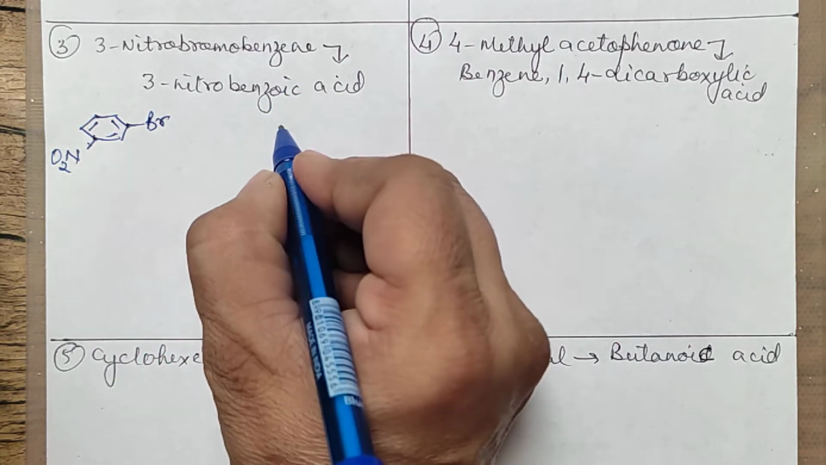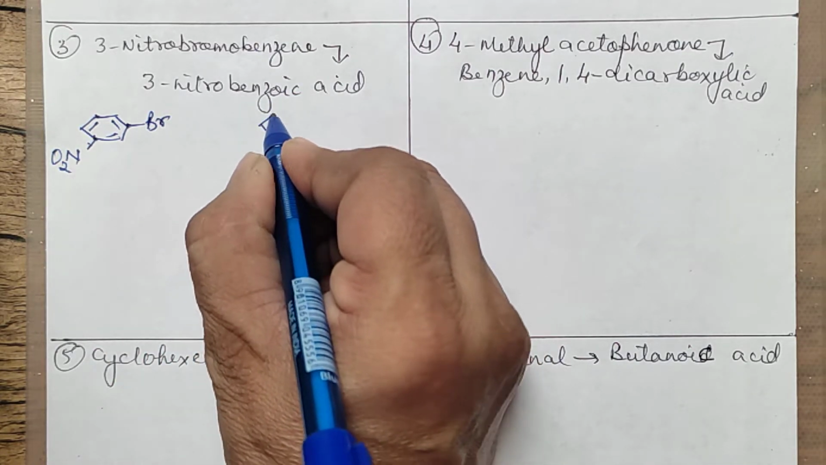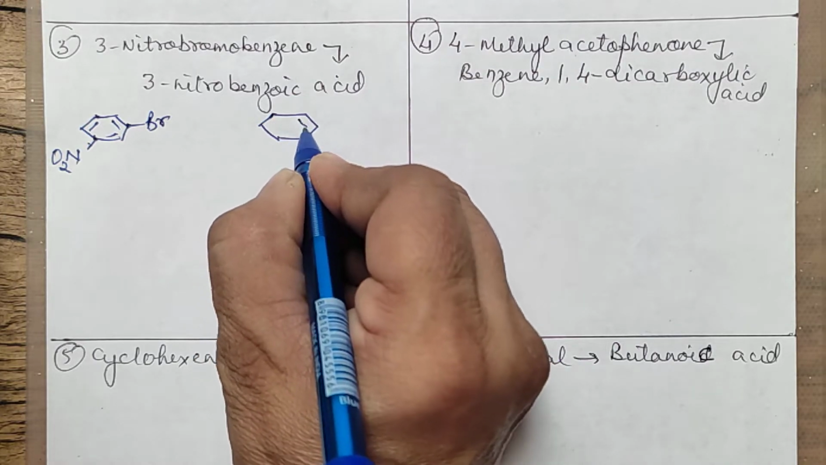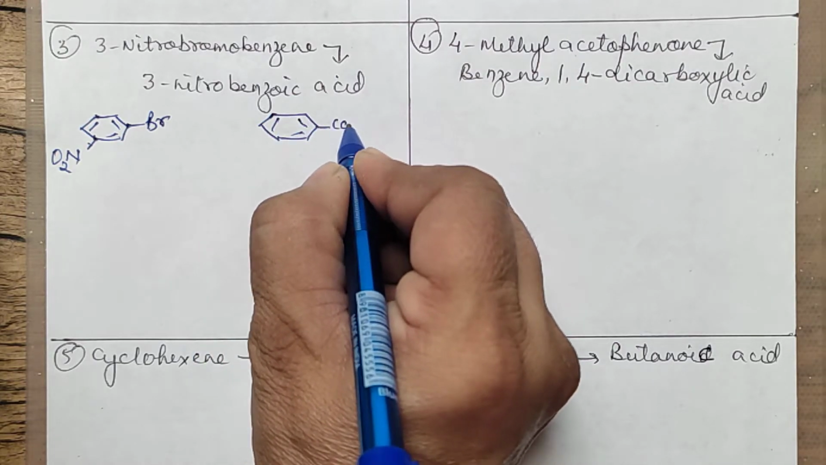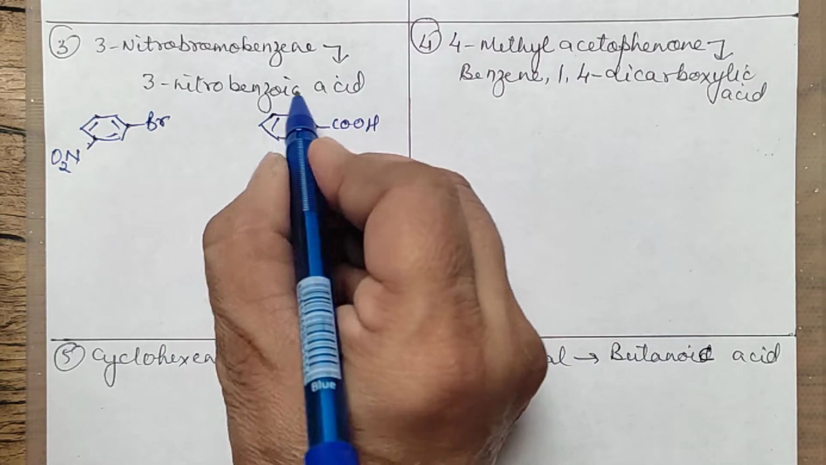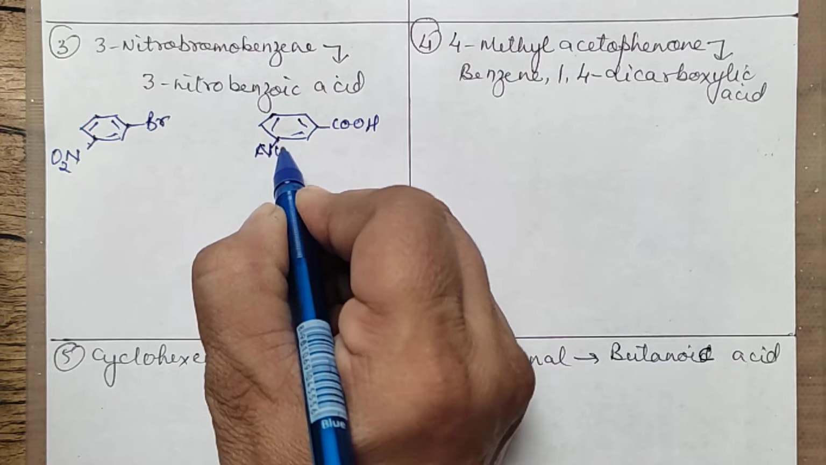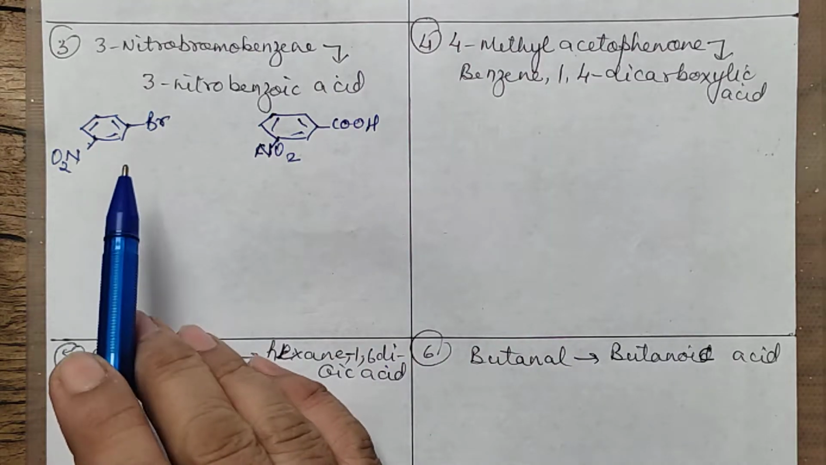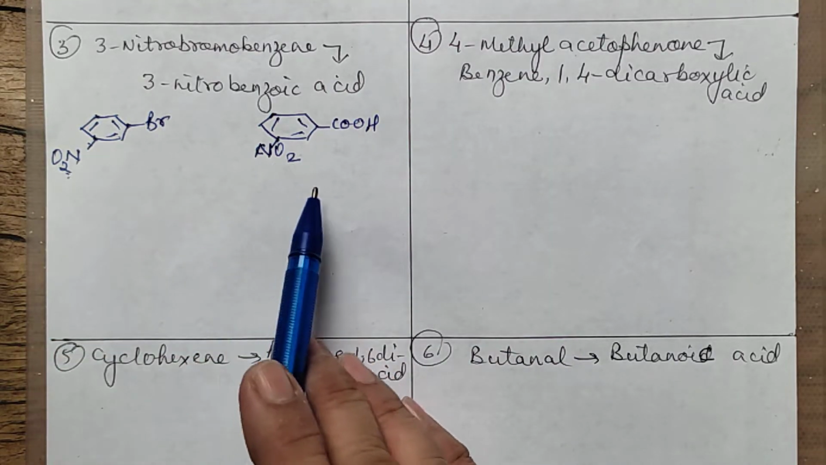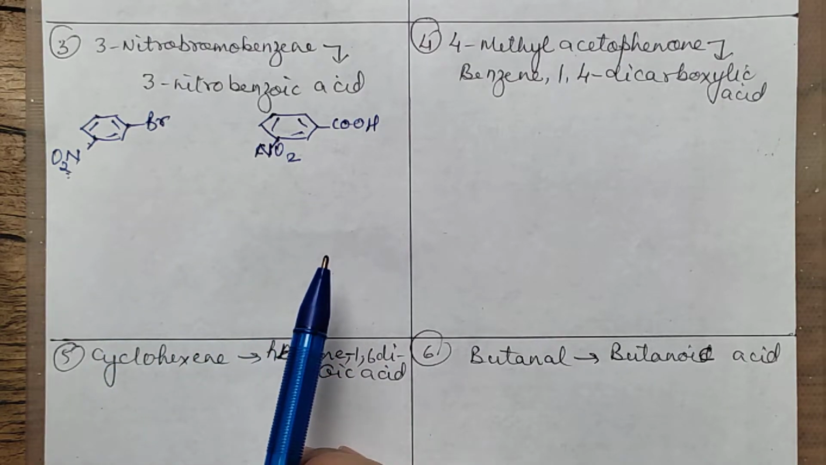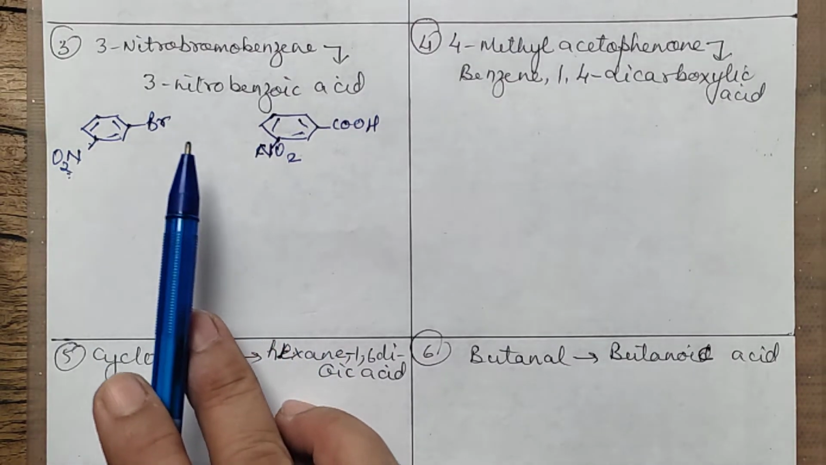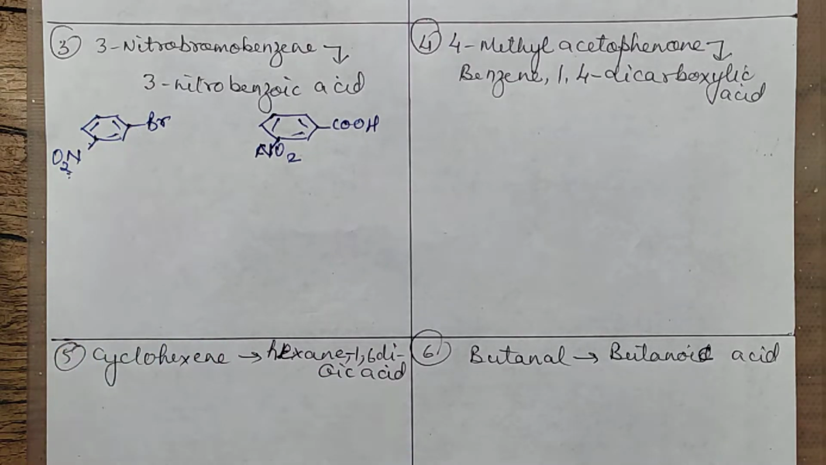3-nitrobenzoic acid. Now what is 3-nitrobenzoic acid? First let us draw this as benzene ring. Okay, so this is benzoic acid. First let us write COOH and 3 position nitro, means here you have NO2 group. You have nitro group. So that means we have not touched this nitro group at all. The nitro group is remaining the same. Only thing is, we have increased 1 carbon atom over here.